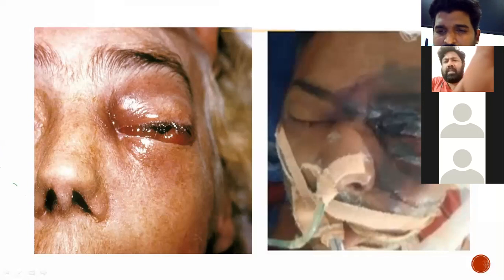This is once again another patient in the ICU. You could see the typical late stage. You could see the black eschar formation on the bridge of the nose, and the patient is completely unable to open the eyes, and you could see there is extensive involvement of the right side of the face with typical eschar formation.